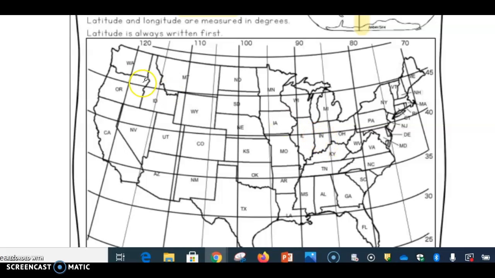If I want to find where Indiana is, see it right here, I can find where a longitudinal and a latitudinal line cross, and that will give me the degrees. So this is on 40 degrees, and then between 80 and 90 is 85. So go ahead and write this out.